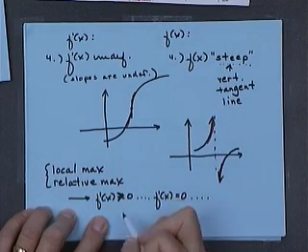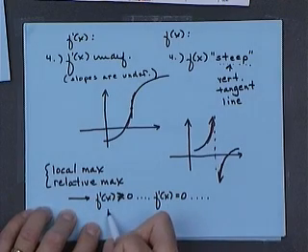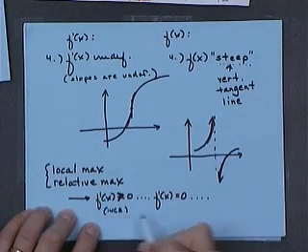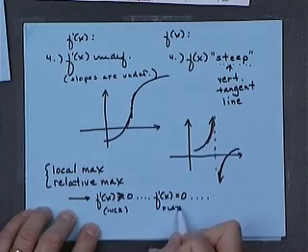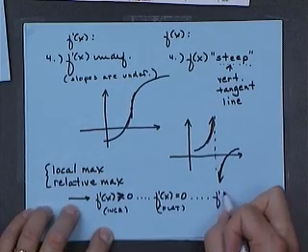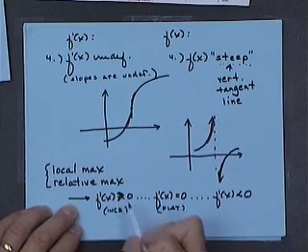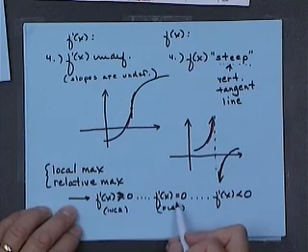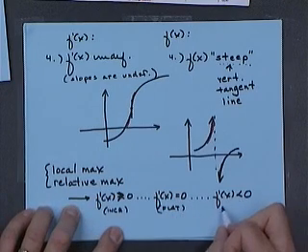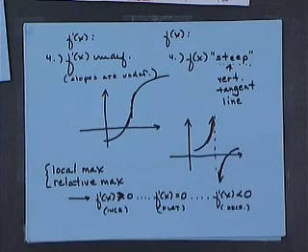We want to start with it increasing. Then it's flat. And then it's decreasing, right? So if the derivative is positive, then the derivative is 0, then the derivative is negative, then we've got this thing called a local or relative max.